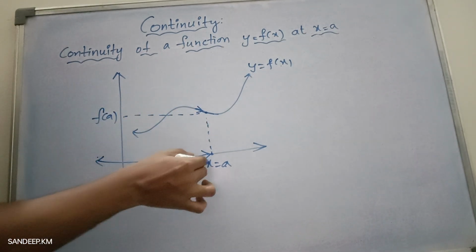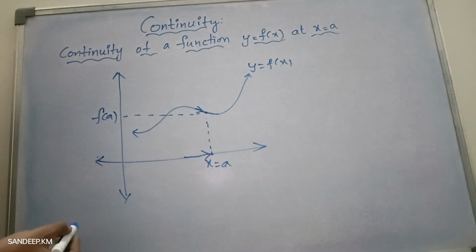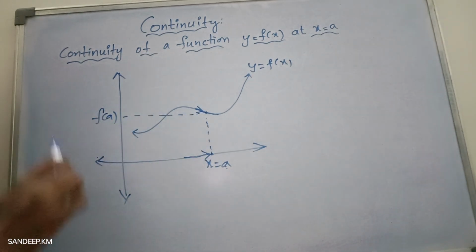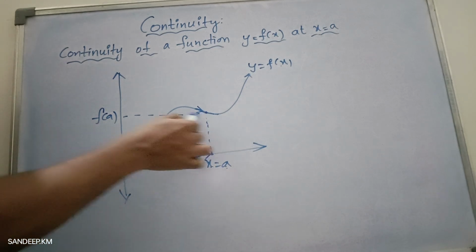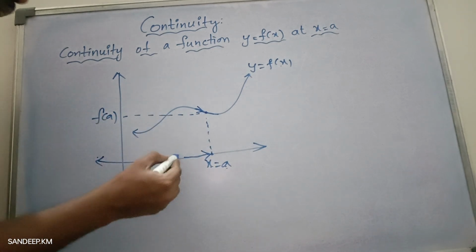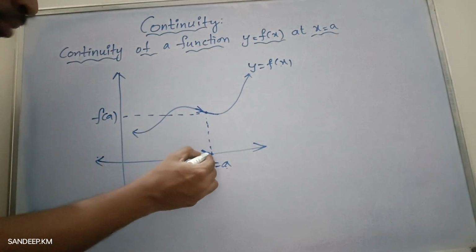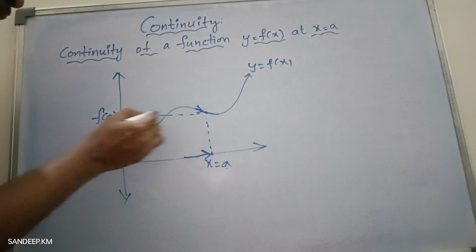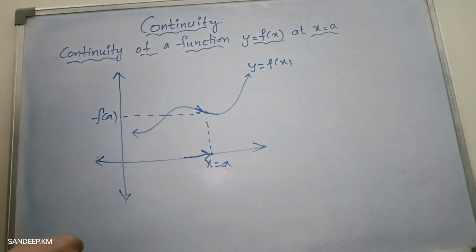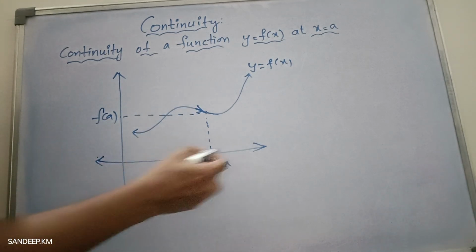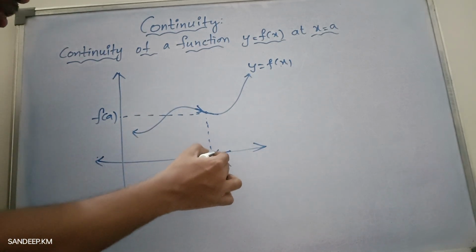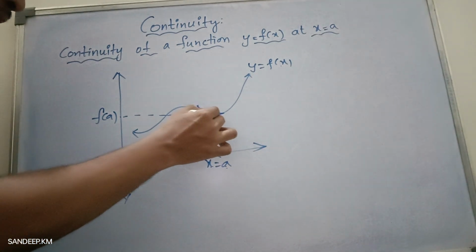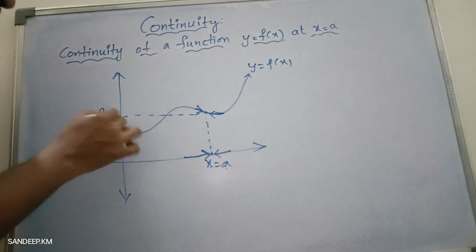When input is a, the output is obviously f of a only. So when input is a, let the output be f of a. Now when your input is approaching a from the left side, the output must be approaching the same number f of a, from the left side or right side, whatever it is. And when your input is approaching x equal to a from the right side, then also the output must be approaching the same number f of a.